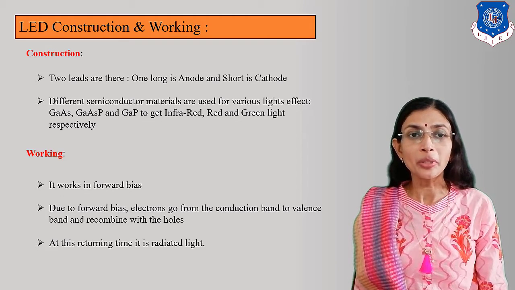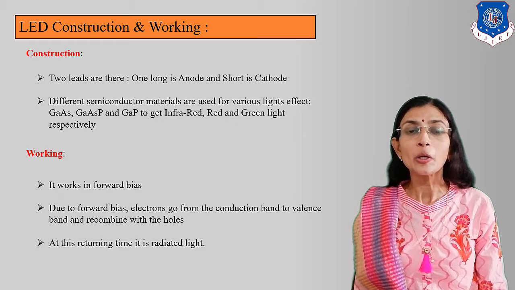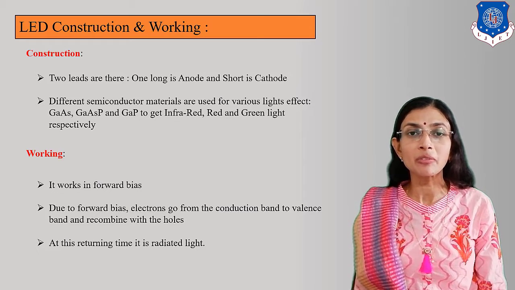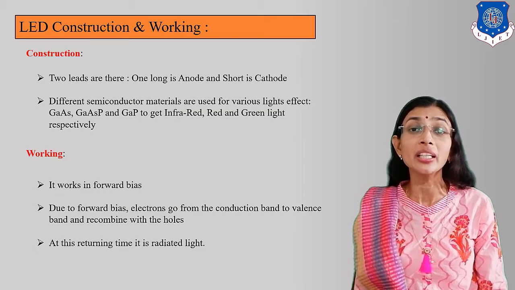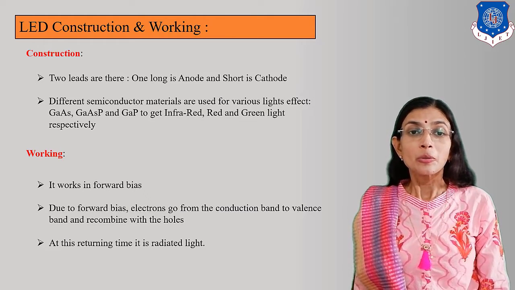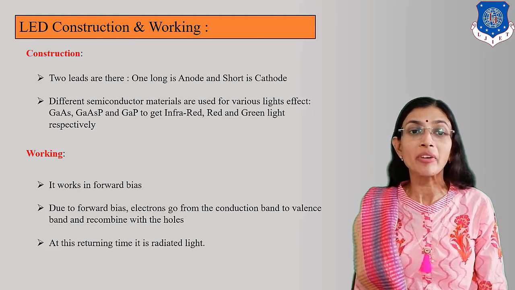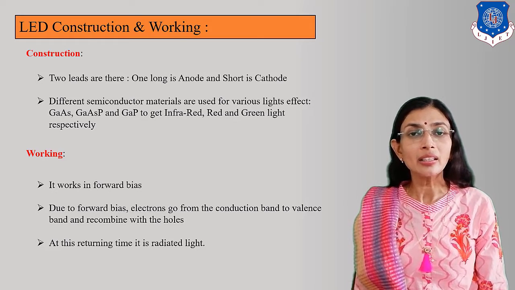Now move to the topic of working. It works in forward bias. The working principle of LED is that it works in forward bias, which means the anode is connected to the positive terminal and the cathode is connected to the negative terminal. According to this forward bias connection, electrons go from the conduction band to the valence band and recombine with holes. Due to the recombination, when returning, it radiates light.